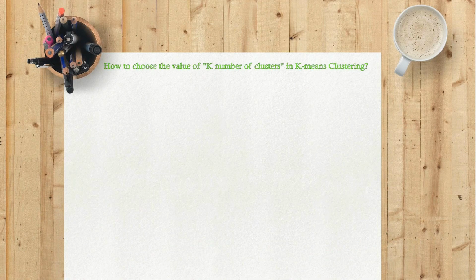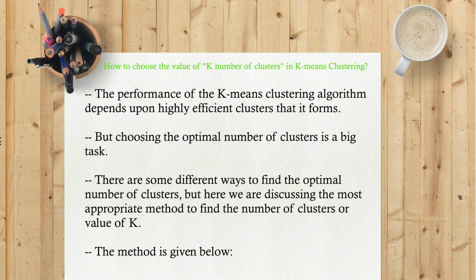How to choose the value of K, the number of clusters, in K-means clustering. The performance of the K-means clustering algorithm depends upon the highly efficient clusters that it forms. But choosing the optimal number of clusters is a big task. There are some different ways to find the optimal number of clusters, but here we are discussing the most appropriate method to find the number of clusters or value of K. The method is given below.